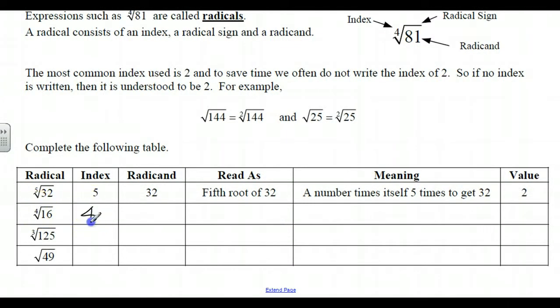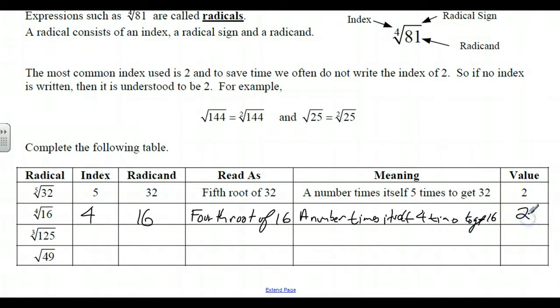Okay, so the index is 4, the radicand, the root. What are we taking the root of? Of 16. Which root? It's the fourth root. Fourth root of 16. And what does that mean? It means that we have to take a number multiplied by itself 4 times to get 16. So what times itself? 2 times 2 is 4, times 2 is 8, times 2 is 16.